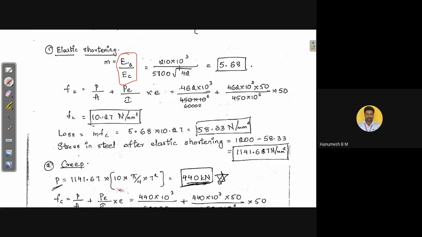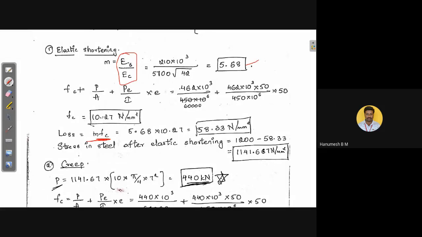FCK in this problem is given as 42 Newton per mm square, hence 5700 root 42. Now the modular ratio is equal to 5.68. Now we have calculated the modular ratio. Then what you need to calculate? You need to calculate the stress in concrete at the level of steel, that is the FC value. How to calculate the FC value?